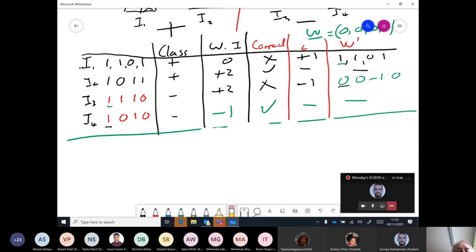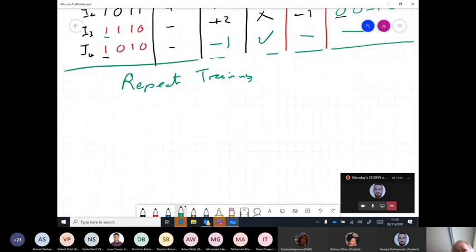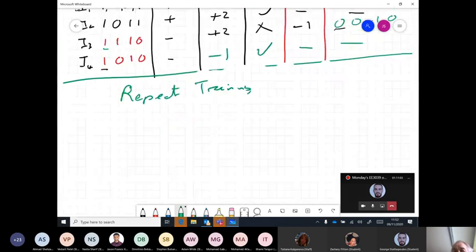You have to repeat the training. If a change has been made in the weight vector, you need to repeat training. And that leads us to the second iteration of the training.